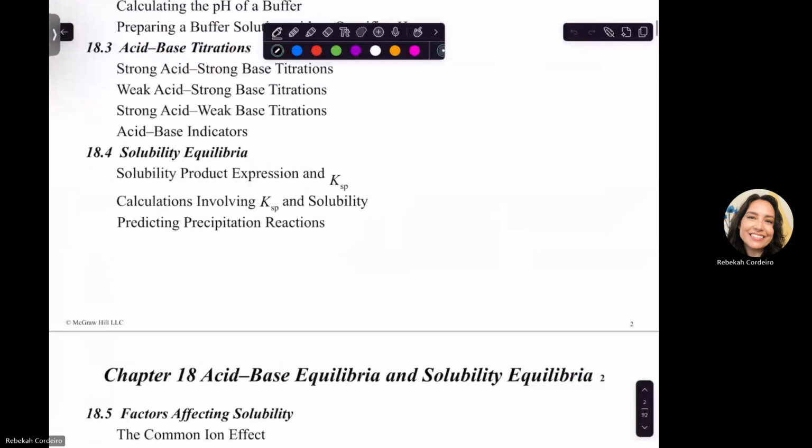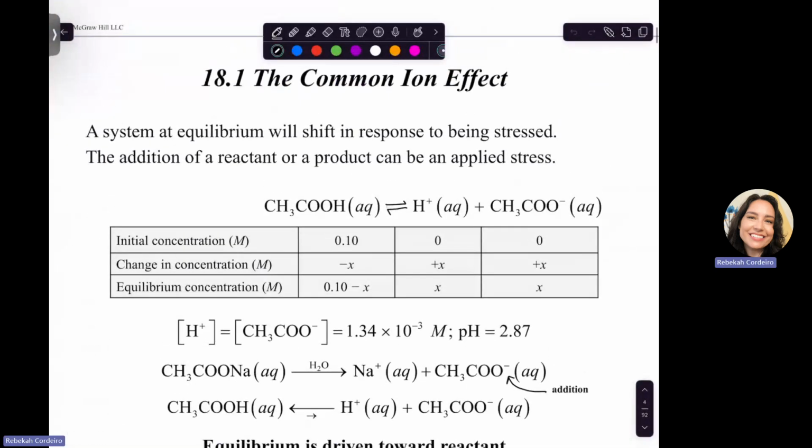Hi, in this video, we're going to start chapter 18. The first thing in chapter 18 is called the common ion effect. And we already know this because we know Le Chatelier's principle.